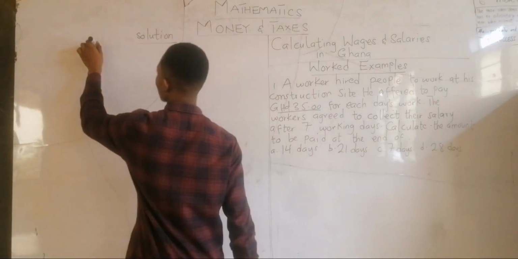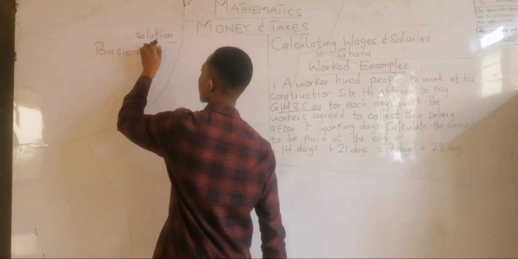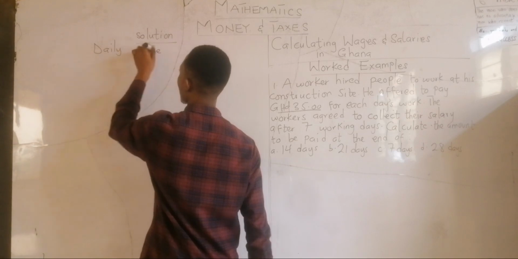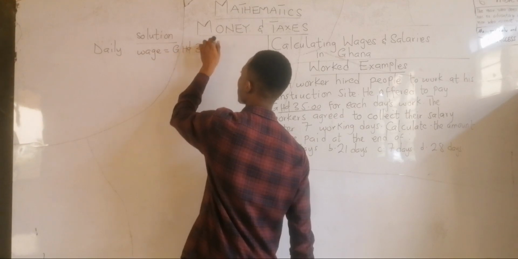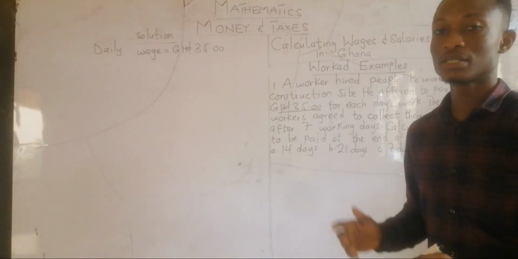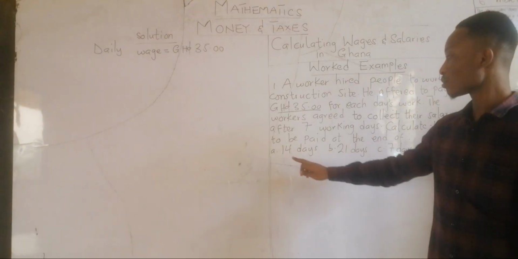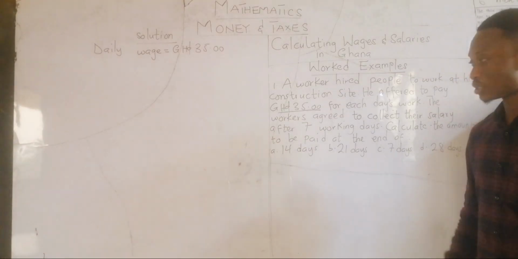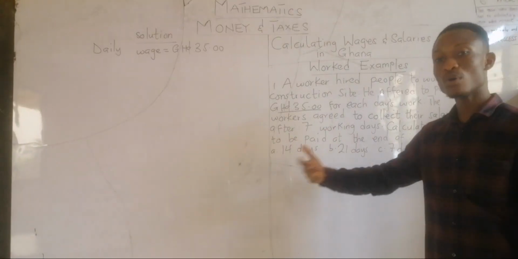So the daily wage for every worker who has been hired is 35 Ghana cedis. The first one: if they are working for 14 days, how much will they be taking? They said they will take their money after 7 working days. But what if they work more than that?